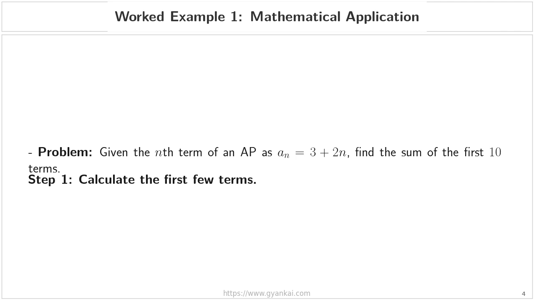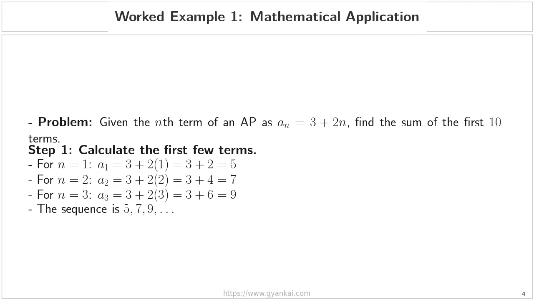First, let's perform step 1, which is to calculate the first few terms to see the sequence in action. We do this by substituting the position number, n, into our formula. For the first term, where n equals 1, we have 3 plus 2 times 1, which simplifies to 3 plus 2, giving us 5. Next, for the second term, where n equals 2, we get 3 plus 2 times 2, which is 3 plus 4, resulting in 7. And for the third term, where n equals 3, we have 3 plus 2 times 3, which is 3 plus 6, giving us 9. So looking at our results, our sequence is 5, 7, 9, and so on.